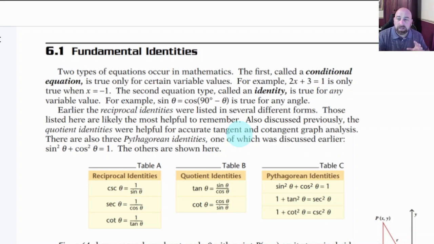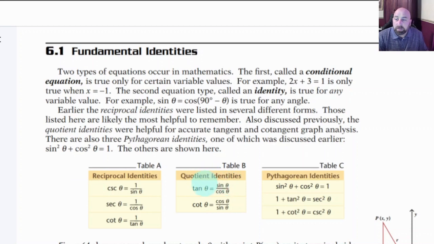What does that mean? Well, let's just scan down here at tables A, B, and C. We've already talked about some of these tables. The reciprocal identities. So that means that if I have sine, for example, I can find cosecant. How can I do that? By just flipping sine, because cosecant is the reciprocal of sine. I can do the same thing with secant and cosine. I can do the same thing with tangent and cotangent.